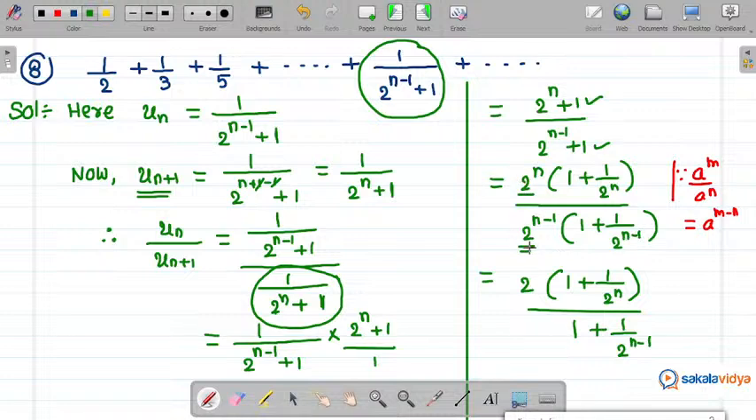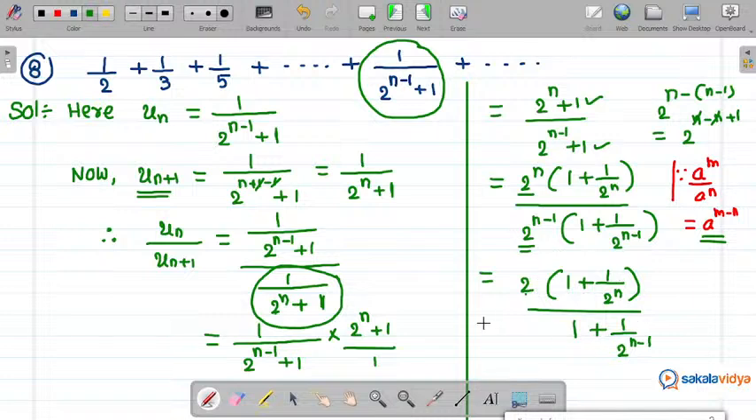Now 2 power n by 2 power n minus 1 is in the form of a power m by a power n, so we can write the a power m minus n formula. So this is 2 to the power of n minus (n minus 1), that is 2 to the power of n minus n plus 1. So 2 to the power of 1 means obviously 2 only. 2 into 1 plus 1 by 2 power n divided by 1 plus 1 by 2 power n minus 1.